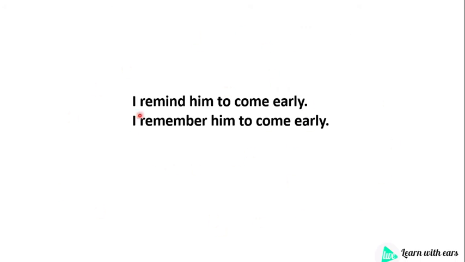Now here we have two sentences. I remind him to come early. And second, I remember him to come early. So here one person is helping another to remember. But here the memory is already there. We use remember when we have a memory and we are thinking again. So the first is correct and the second sentence is incorrect. I remember him is wrong. There must be I remind him.